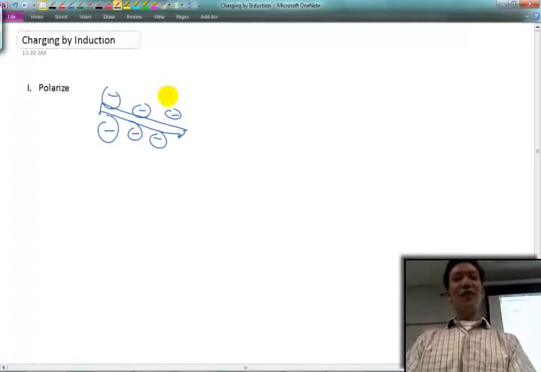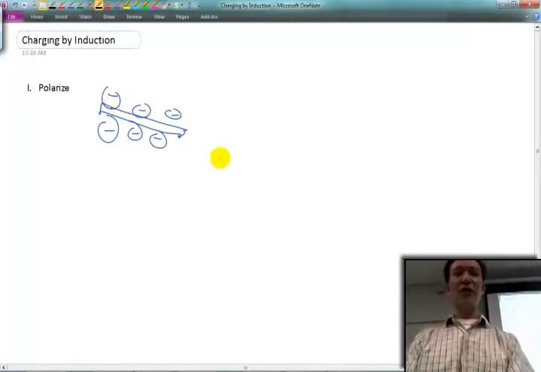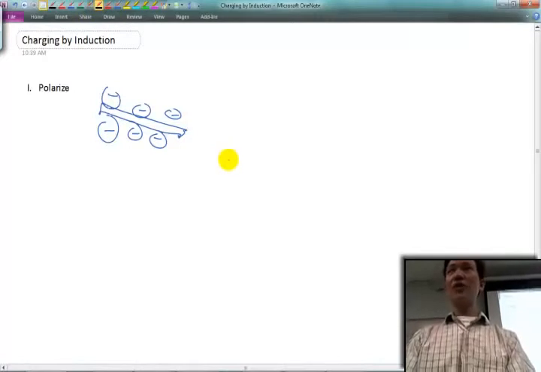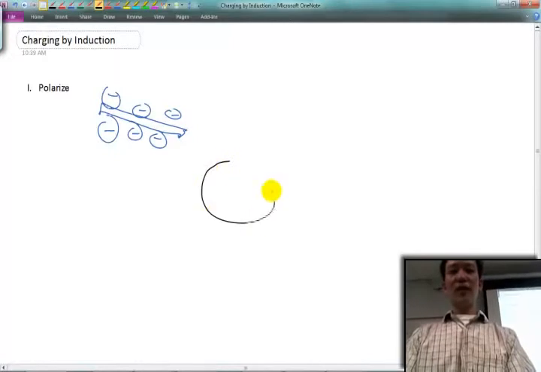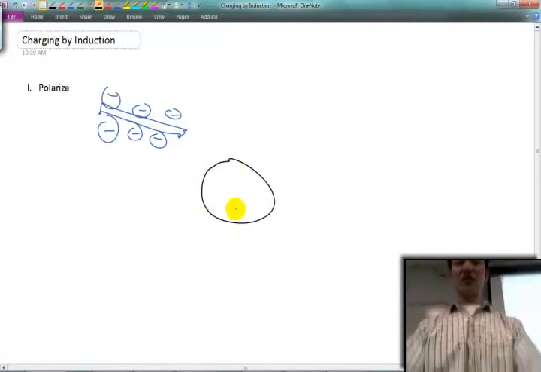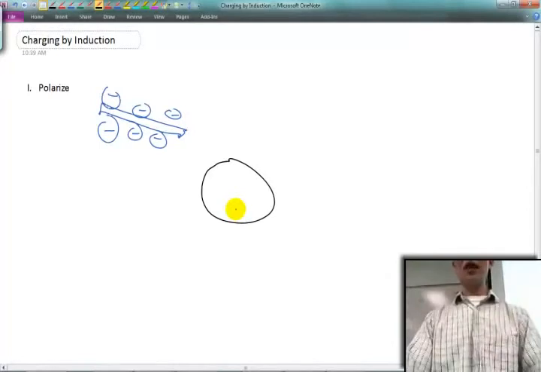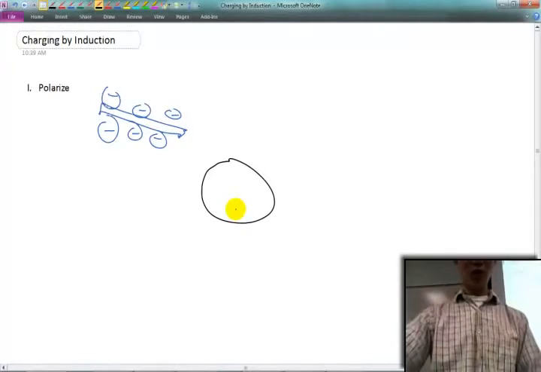So if I bring a negatively charged rod next to an electroscope, you guys remember what an electroscope is? An electroscope is an object designed to detect what? The presence of a charge, okay? I'm going to use this circular electroscope. You guys use the one with the gold foil leaves. It's the same idea, okay? How does this circular one work here at the front?